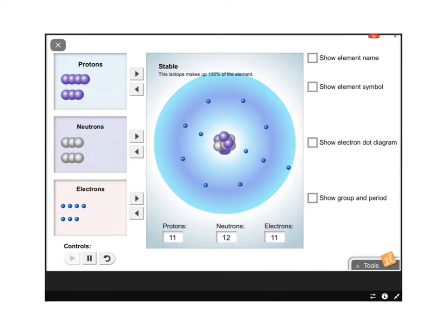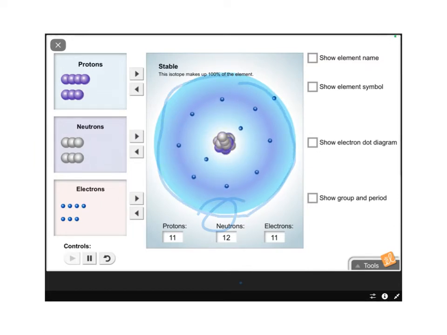If you said 1 valence electron, you would be correct. That 1 valence electron that is floating around out here is the farthest from the nucleus. You can see it going around.